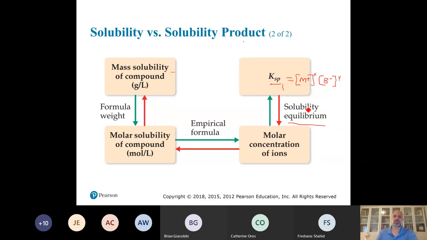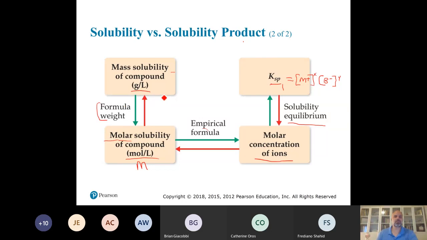We can get our concentrations from the Ksp of each of the ions. Then we can use the empirical formula of the salt to calculate the molar solubility of a compound. So this is going to give us our molarity, M. We then can use the formula weight to calculate the solubility in grams per liter.